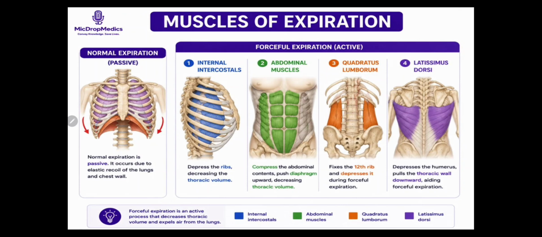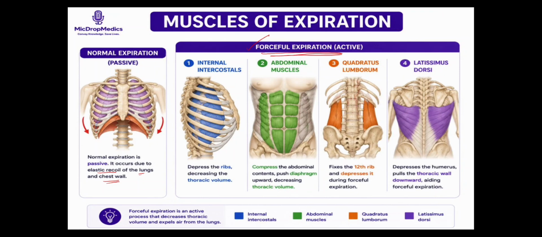It relies completely on the natural elastic recoil of the lungs and the chest wall to expel air. No muscular effort required. However, when a patient experiences severe airway obstruction or needs to forcefully clear their airways, expiration shifts into an active high-effort process.